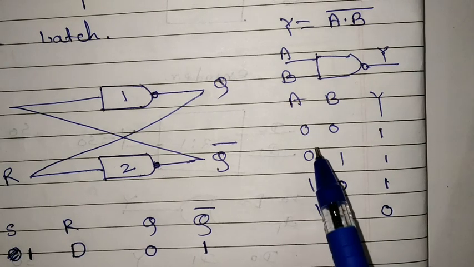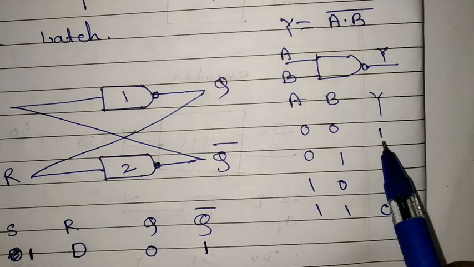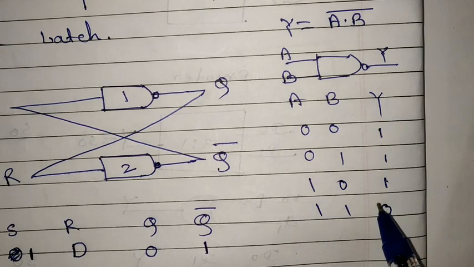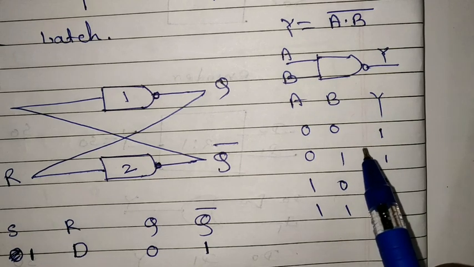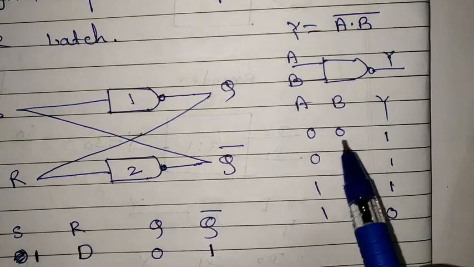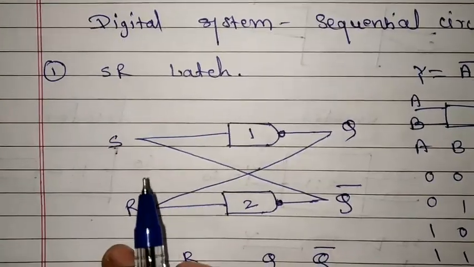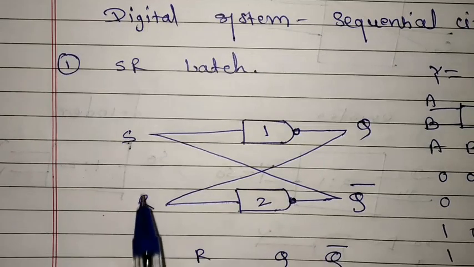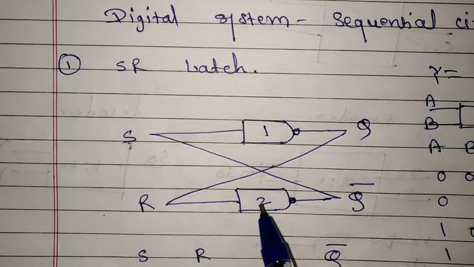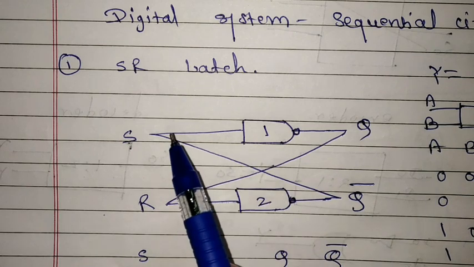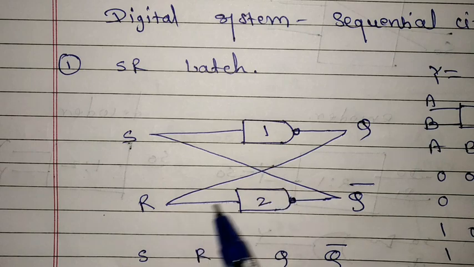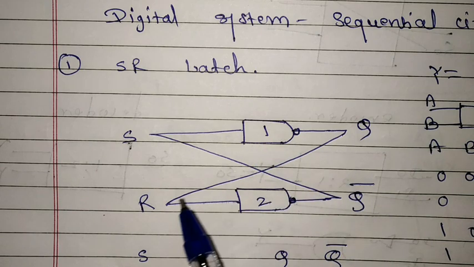So what happened in this case? If any one of the inputs is 0, output will be 1, and if both inputs are 1, then output will be 0. So remember this operation of NAND gate in order to check the operation of latches and flip-flops. Coming to the circuit of SR latch, the SR latch includes two NAND gates, 1 and 2. So input to the first NAND gate is output from the second NAND gate, and input to the second NAND gate is output from the first NAND gate.